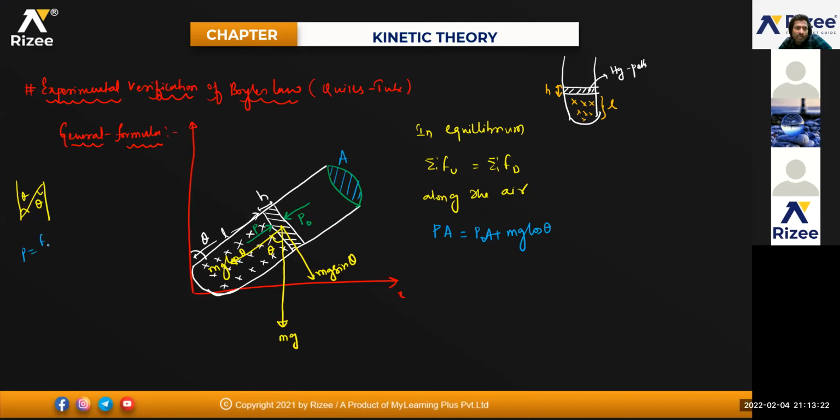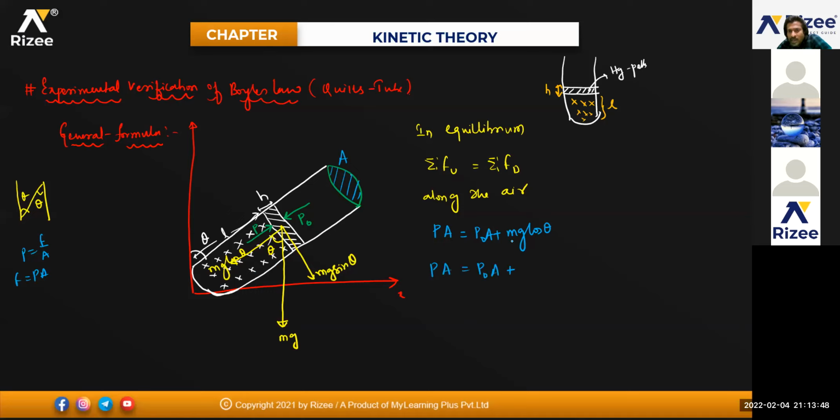Okay, because pressure is equal to force by area. So force means I can write pressure into area. If I multiply with the area on this side of pressure P and P naught, we'll be getting the force. So P into A is the force in the upward direction. P naught into A is the force exerted by atmospheric pressure in the downward direction. Mg cos theta is the force component along the gas which has been trapped in that one.